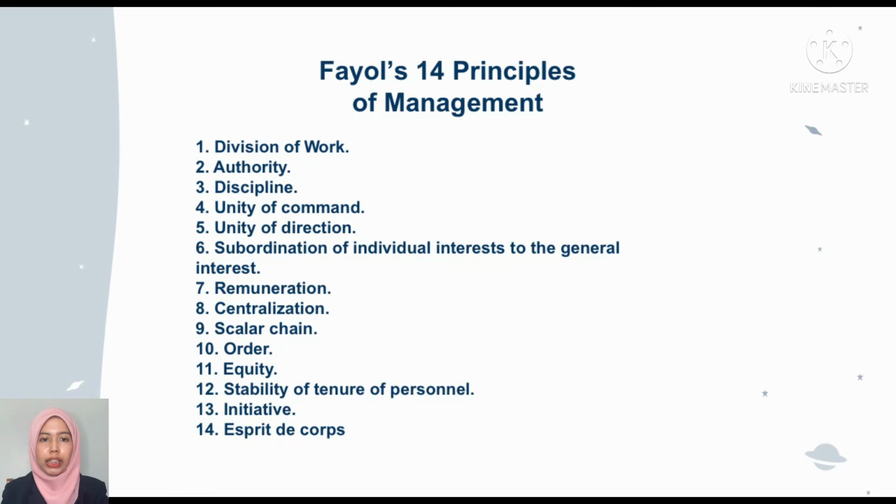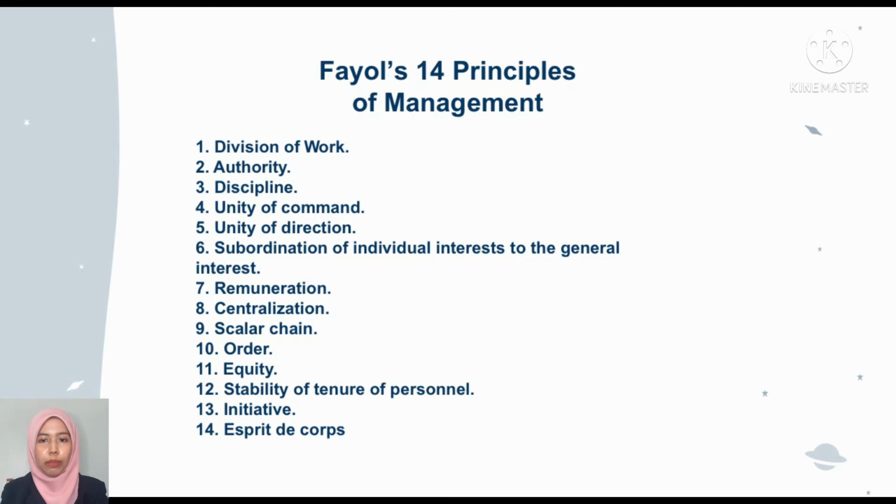Number 9 is the scalar chain. For Fayol, allowing people to speak directly, as long as it is alright with the supervisor, would be much more effective. Number 10 is order. Managers had to put people in the right place to get the best out of everybody. Number 11 is equity. This meant equal treatment and fairness when dealing with people.